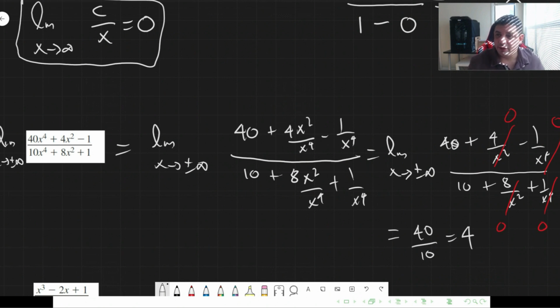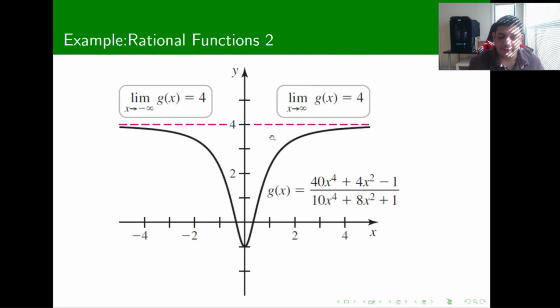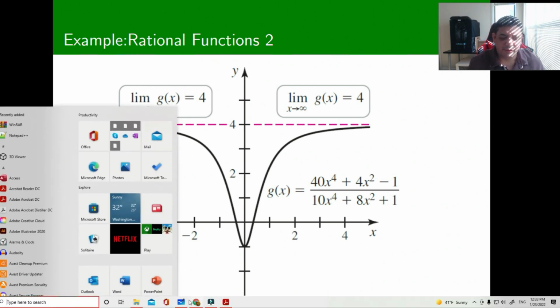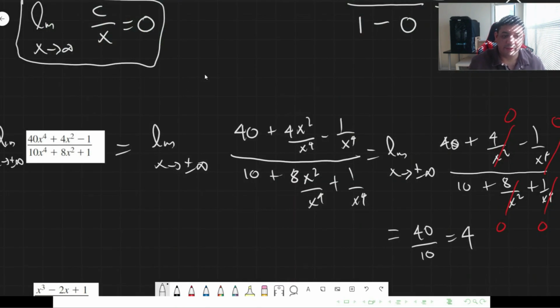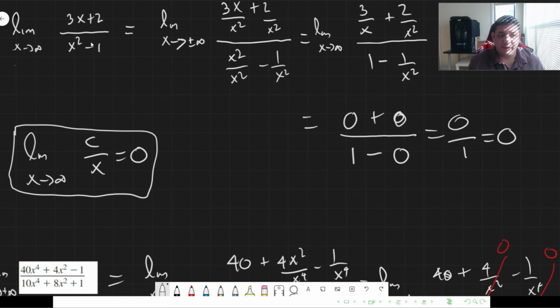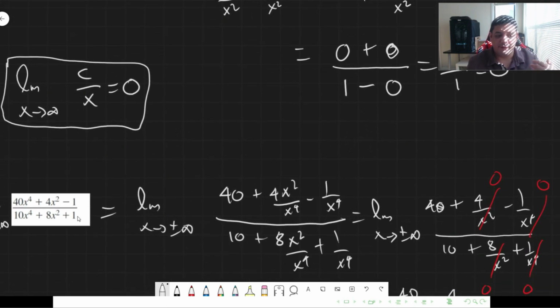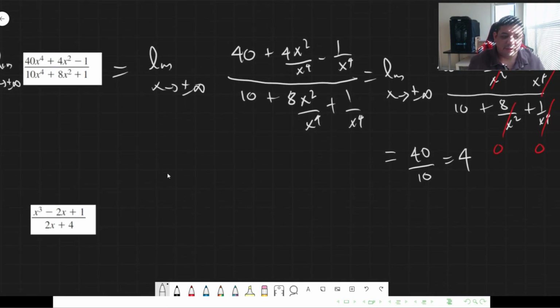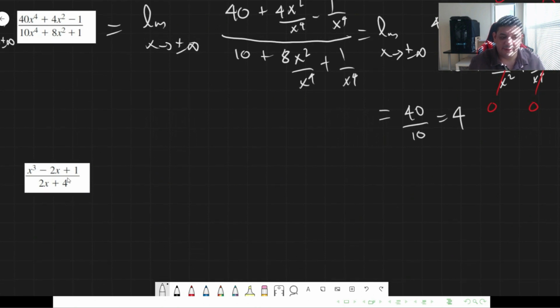And so let's take a look at how the function behaves. Notice this is the function that we're checking. And when we're going to infinity and minus infinity, in both cases, we're going to go to 4. Okay. Now let's take a look at another example. So we already saw the denominator being bigger. Now the denominator being equal. Now let's take a look at what happens if the numerator is the one that is bigger.